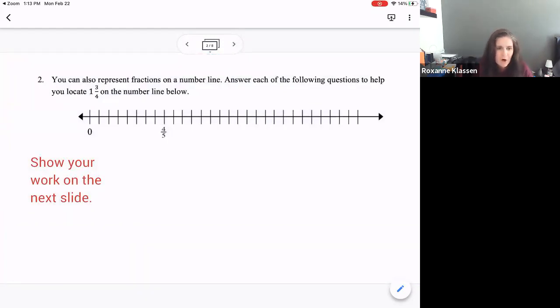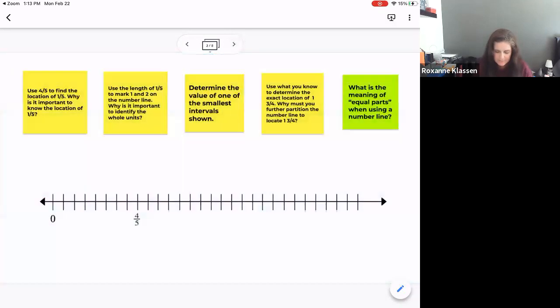This point that I mark right here is 4/5 on the number line. I want you to locate 1 3/4 on this number line. Yes? Tricky? Okay, and then here's some help on how to do that.